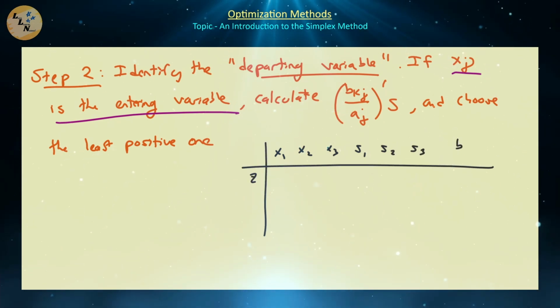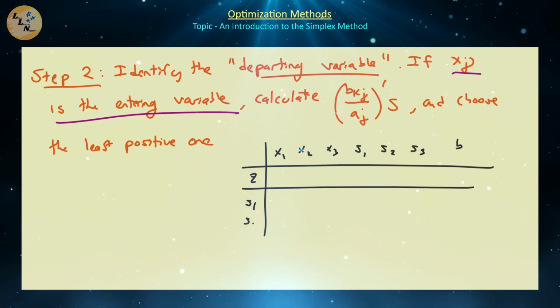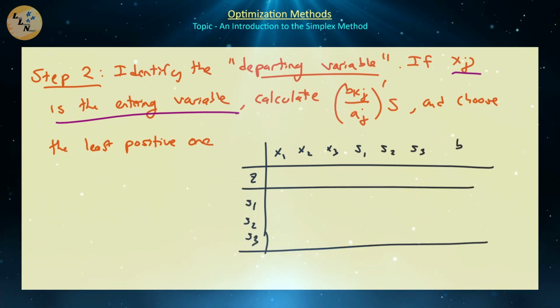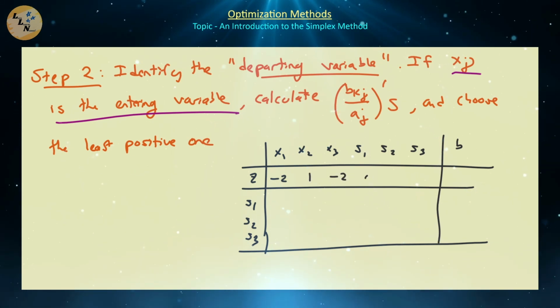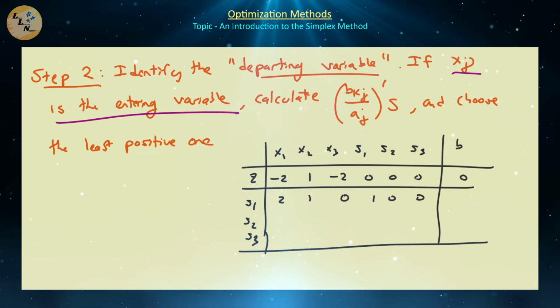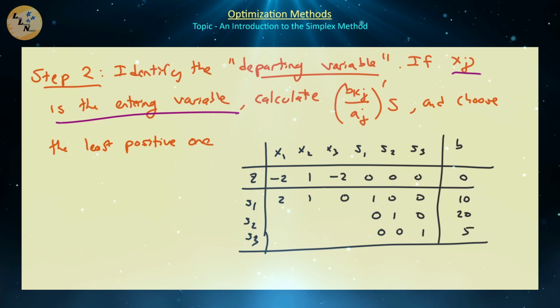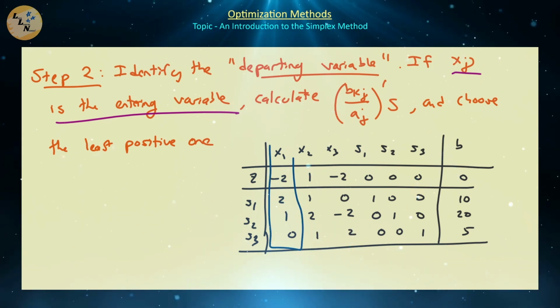And then we have z. Then we have s1, s2, s3 as our default basic variables. And then we have -2, 1, -2, 0, 0, 0, and 0. And what did we have? We had 2, 1, 0, 1, 0, 0, 0, 1, 0, and 0, 0, 1 there, 10, 20, and 5. And then we had 1, 2, -2, 0, 1, and 2. And we chose x1 to be our entering variable.